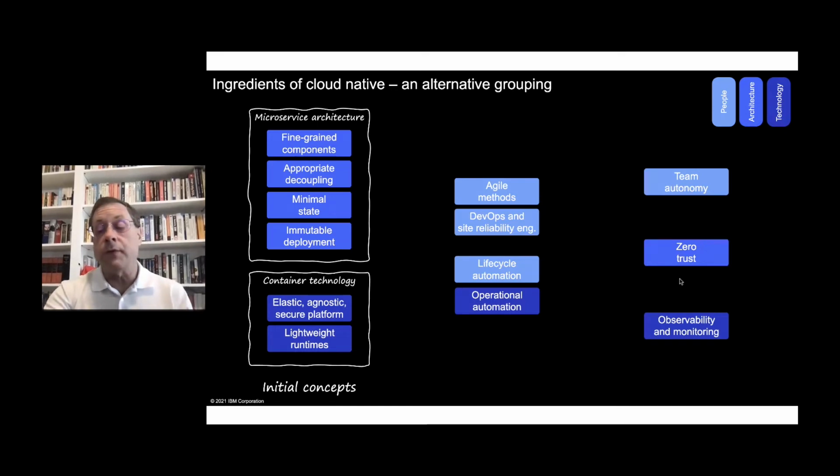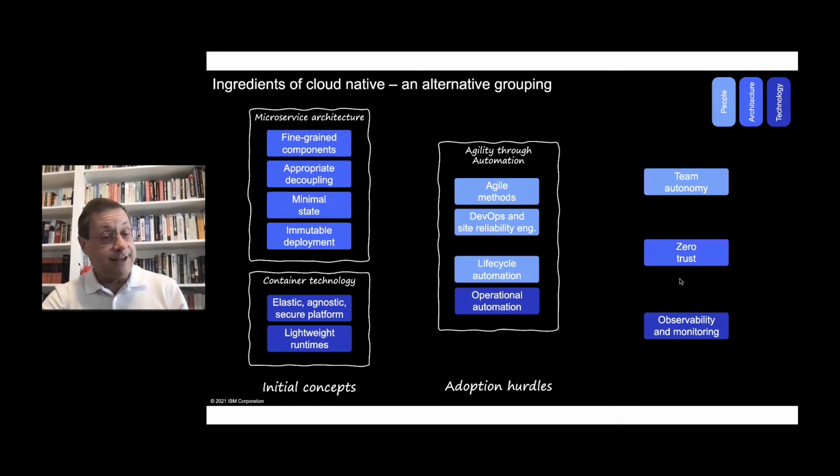Once you've begun that process, you can then move on to really achieve agility through better automation. That's being able to take advantage of agile methods by having the right DevOps infrastructure, by having the right lifecycle automation and operational automation to make those faster cycles possible.